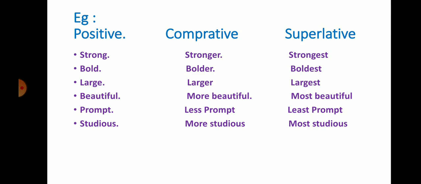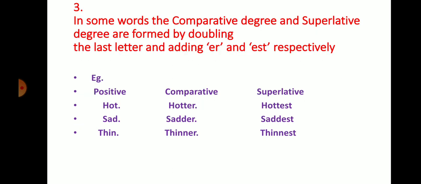So this is how you compare and show the superlative. Prompt, less prompt, least prompt. Studious, most studious. So this is how your positive, comparative and superlative degree works.